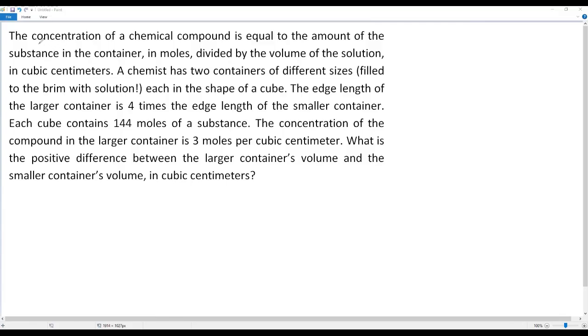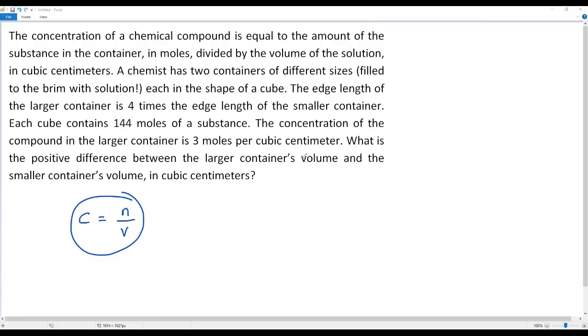Now let's consider the first piece of information we have here. The concentration of a chemical compound is equal to the amount of the substance in the container in moles divided by the volume of the solution in cubic centimeters. Let C represent the concentration, N represent the number of moles, and V represent the volume of the solution in cubic centimeters. Here we got a formula from the first piece of information: C equals N over V.